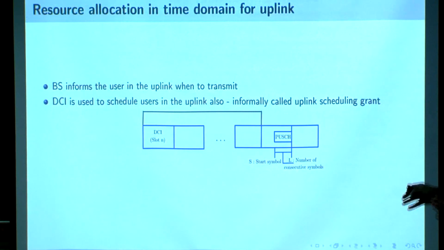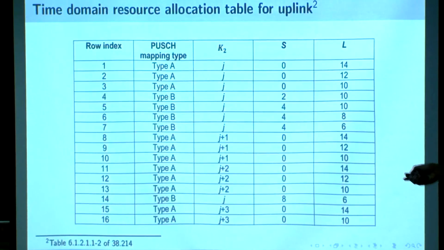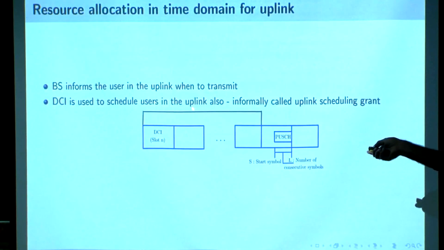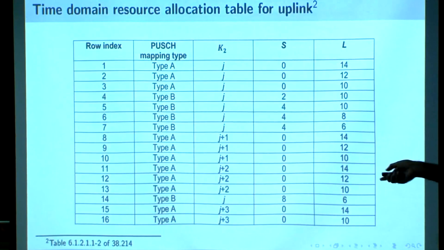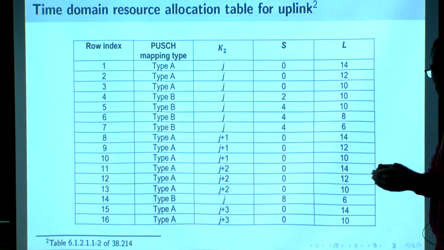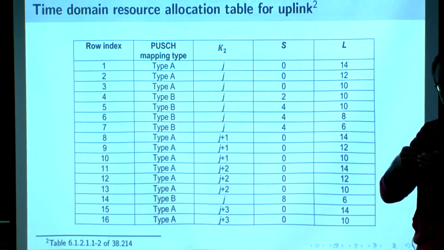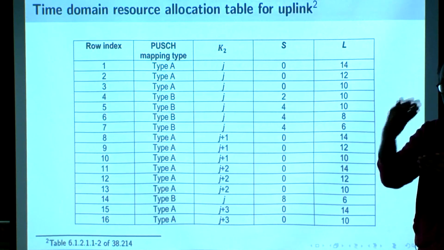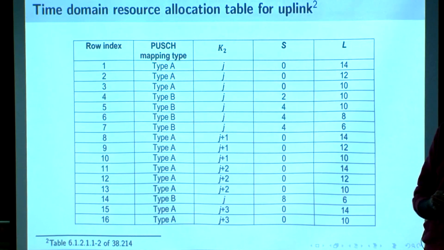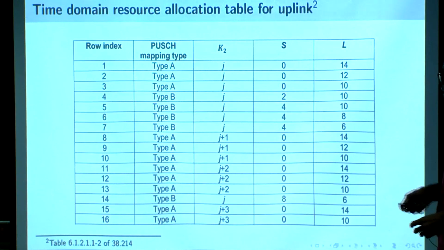The idea remains the same. The slot offset, which was K0, is called K2 here. There is a table defined in the standard. This is the offset. If I set it to 0, it will not normally be 0, because the user will first receive this DCI in one slot. But it could be 0, because if it is a URLLC user, you decode the DCI and send the data in the same slot. Otherwise it will be scheduled later.